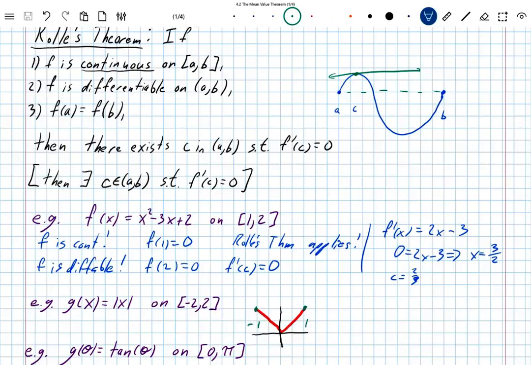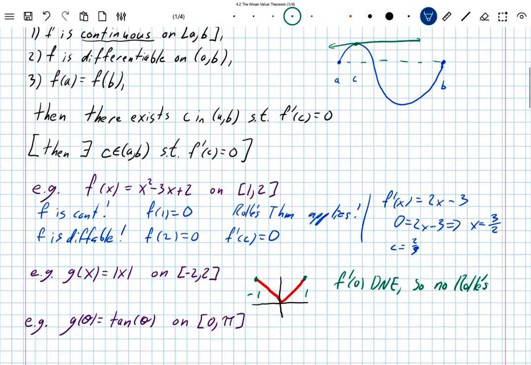It's never 0, and the issue here is not that it's not continuous. It is definitely continuous. It's not that f of a doesn't equal f of b. It does. The issue is that it's not differentiable at 0. So if we don't have a derivative on the entire open domain, it doesn't work. Okay, let's just write that out real quick. f prime of 0 does not exist. So no Rolle's. All three of those things have to be true at the same time.